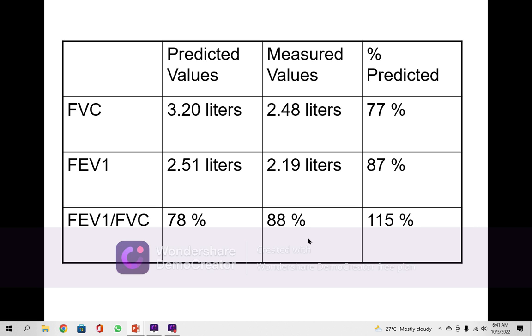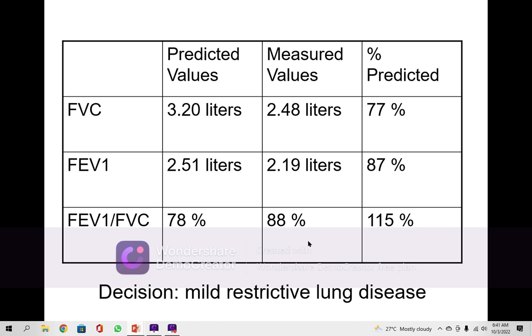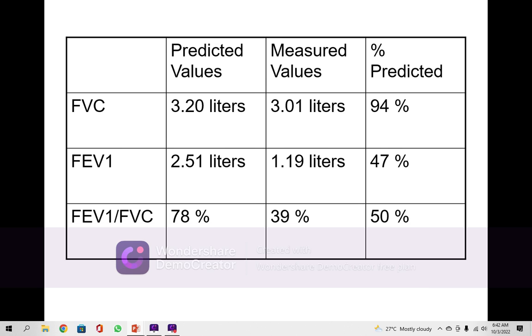So this is a mild type of restrictive lung disease, not the moderate or a very severe one. But you have to compare with the residual volume, which is decreased in this disease, and the total lung capacity, which is definitely decreased in this condition. So you have to see the volumetric parameters also.